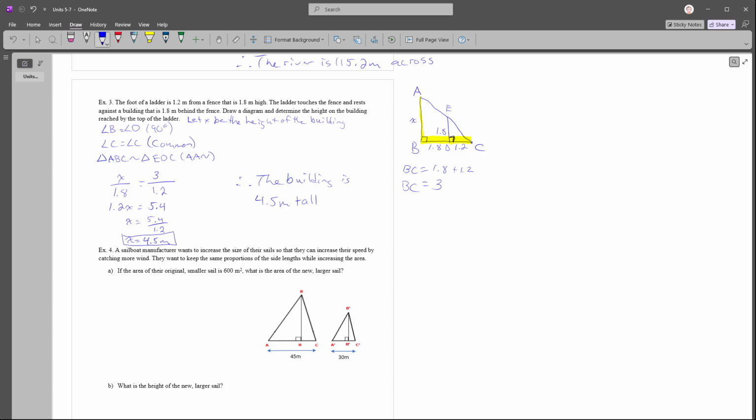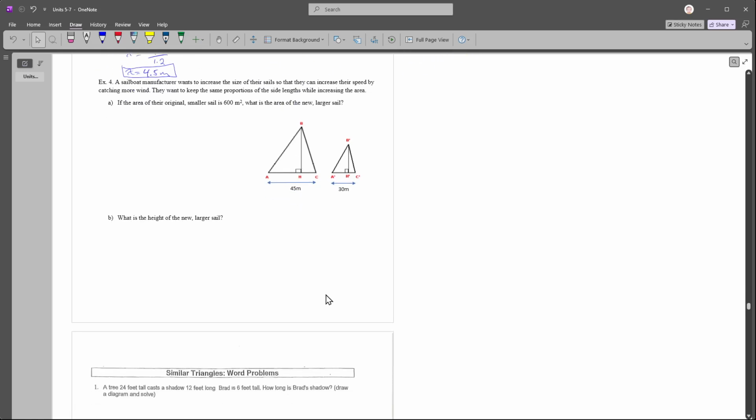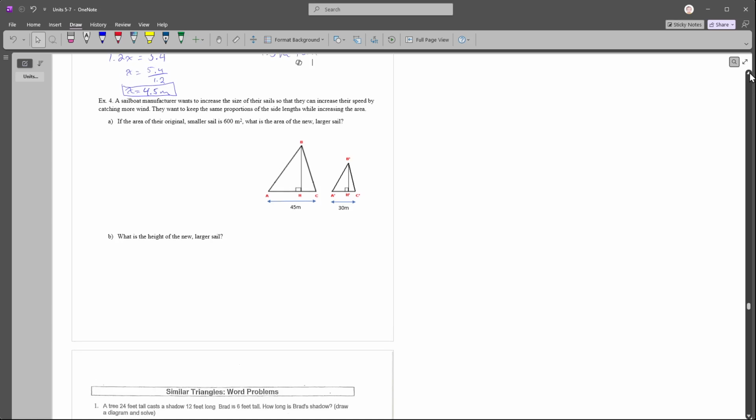Now we're going down to the final question. This one, you can see that the triangles are not on top of each other anymore. So there's no shared angles anymore. There's no common angles. That means we have to do all the work ourselves. That's okay. There we go. So a sailboat manufacturer wants to increase the size of their sails so that they can increase the speed by catching more wind. Makes sense.